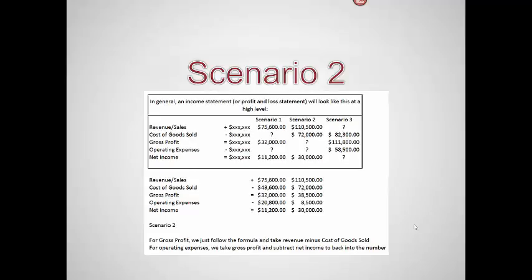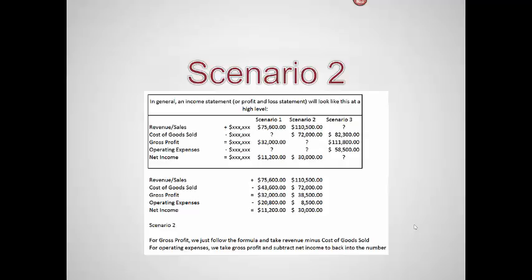In scenario two, at least part of this is doing the normal math. So for the revenue of $110,500, we subtract the cost of goods sold, $72,000, and by doing that we come up with a gross profit of $38,500. Then we have to back into what the operating expenses are. So we take the gross profit, subtract the net income, and back into that number, which gives us $8,500. Then we can do the math the normal way just to check that we've done this appropriately. We take gross profit, $38,500, minus the $8,500, which gives us the net income of $30,000, which is what has been given to us.